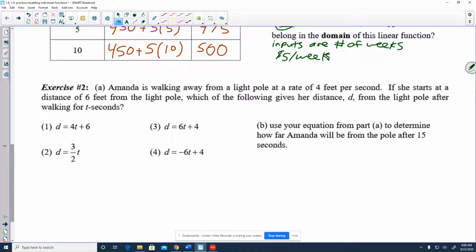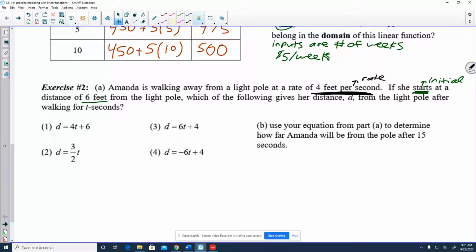All right, let's take a look at 2. Amanda is walking away from a light pole at a rate of 4 feet per second. If she starts at a distance of 6 feet from the light pole, which of the following gives her distance d from the light pole after walking for t seconds? So we have a rate, which is 4 feet per second. That's our rate. And we have an initial.